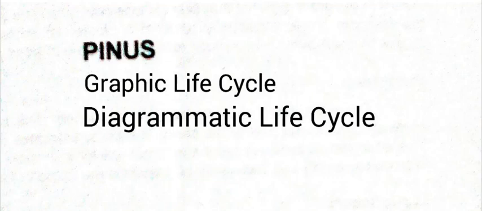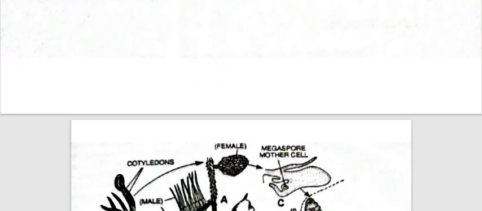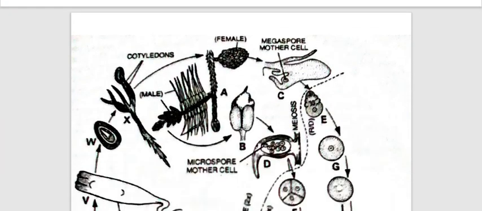Students, today we will discuss the graphic life cycle and diagrammatic life cycle of Pinus. First, we discuss the diagrammatic life cycle of Pinus. Diagrammatic life cycle is that cycle in which the life cycle is represented by diagrams. All stages are represented by diagrams.